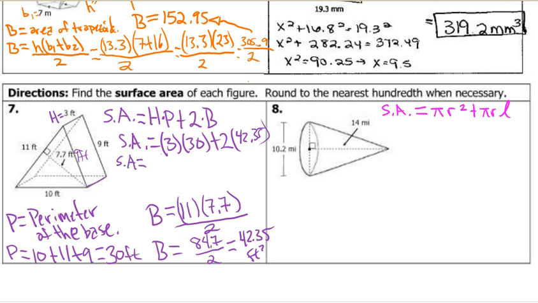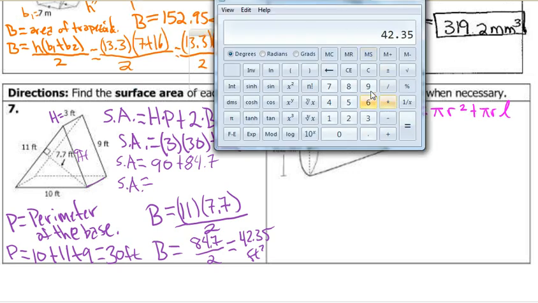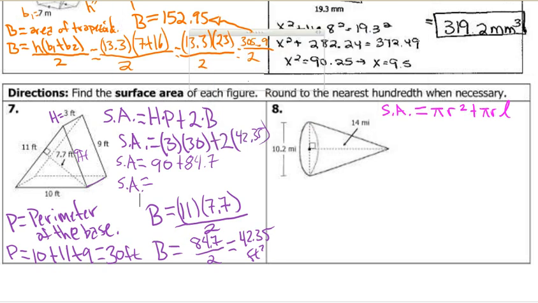So now surface area is equal to 3 times 30, 3 times 3 is 90, plus 42.35 times 2, which will be 84.7. Just, you know, use your noodle noggin. So my surface area is going to be 90 plus 84.7, which is a big number. 90 plus 84.7 is 174.7. So 174.7 feet squared as my final answer. And that is how you do number 7, or this one right here.